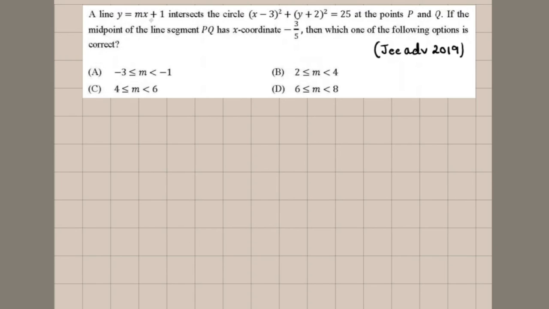The line y equal to mx plus c intersects the circle (x minus 3) whole square plus (y plus 2) whole square equal to 25 at the points P and Q. If the midpoint of line segment PQ has x coordinate minus 3 by 5, then which of the following options are correct? You may think that there is an interlinked concept with the circles, but there is no interlink. You just need to know how this equation of circle looks.